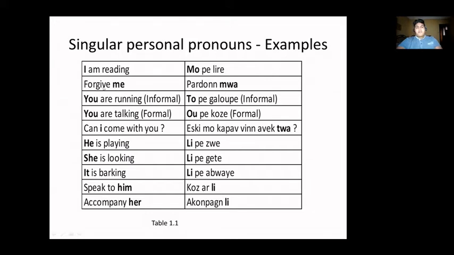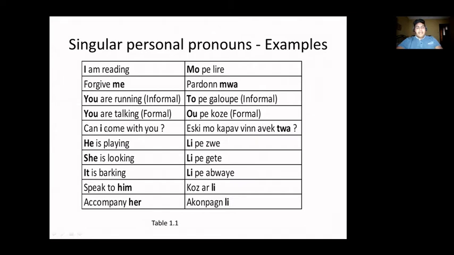Then, second example, forgive me. In Mauritian Creole it is pardonne-moi. Me in Mauritian Creole is moi. Now, you are running, the informal version of you. Tu pe galoper. The informal version of you in Mauritian Creole is tu. Now, you are talking, the formal version of you. Ou pe causer. So, the formal version of you in Mauritian Creole is ou.